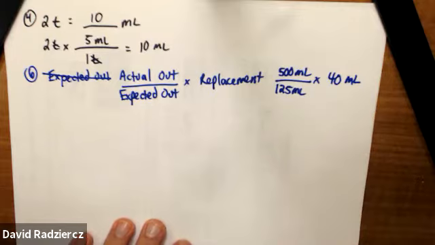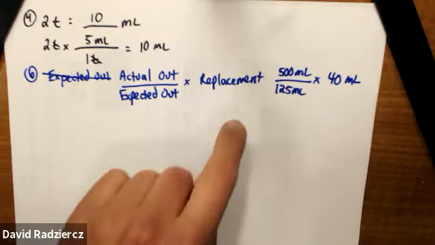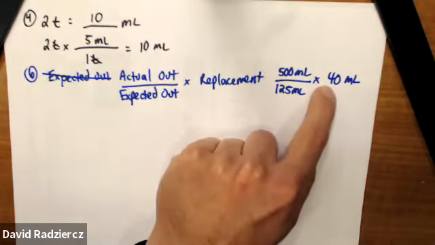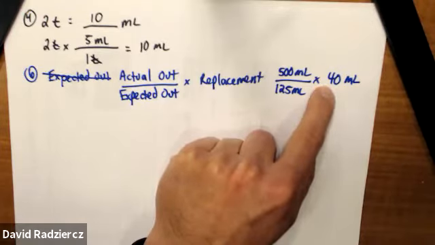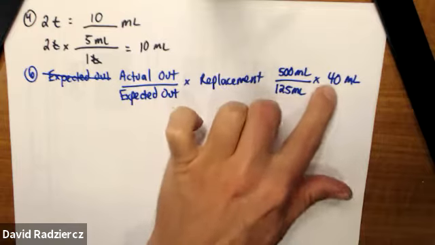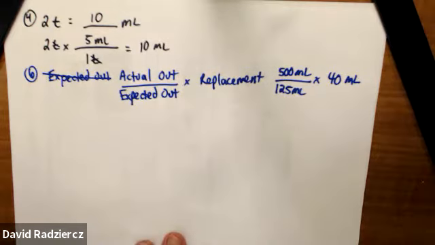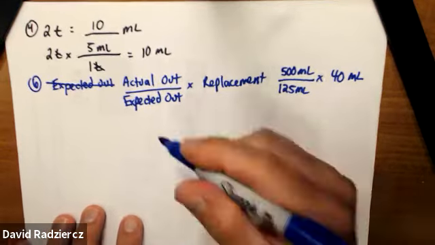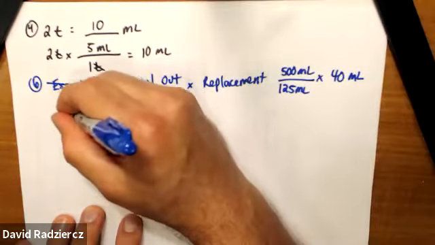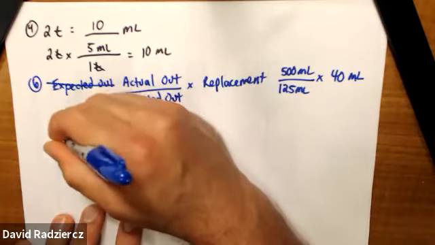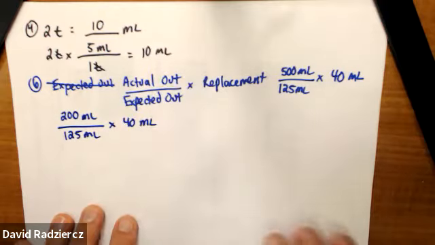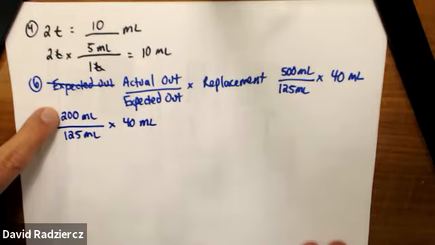Now, how might this question look on your test? Well, the actual output could be different, the expected output could be different, and the replacement volume could be different. Let's use as an example the same replacement volume, but this time 200 milliliters is what the patient actually voided. I'm going to set it up the same way. The only thing I changed was the actual output.